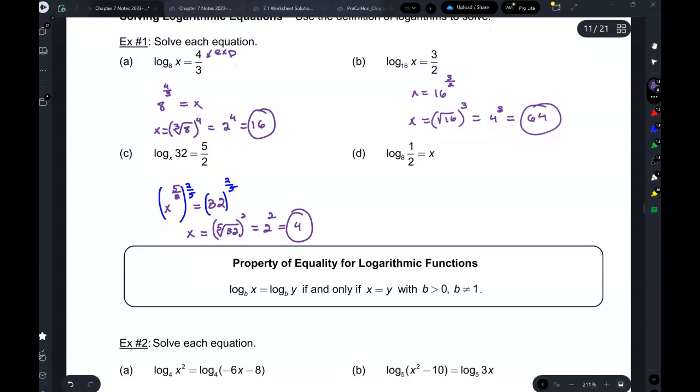Okay. All right, next one. What do we do? 1/2 is equal to what to the what? 8 to the x. Oh boy. Now that's a problem. What am I going to do now?